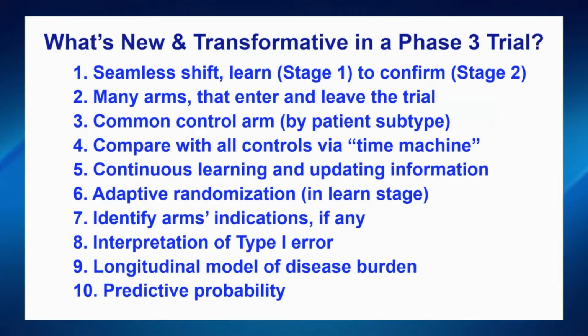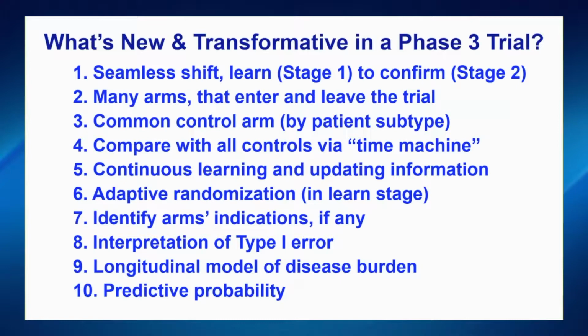We continually update. We do monthly analyses. We do adaptive randomization in the learn stage. We identify arms indications. So as Brian indicated, we identify whether it's just recurrent disease or if it's newly diagnosed, methylated, or newly diagnosed, unmethylated, or various combinations.